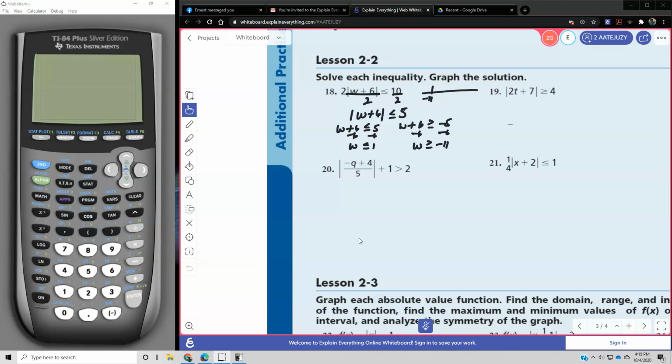So you have negative 11, 0, you have 1, closed circle. Less than 1, so it goes in this direction. The other one is greater than negative 11, in this direction. So it's right here. The solution is the intersection.